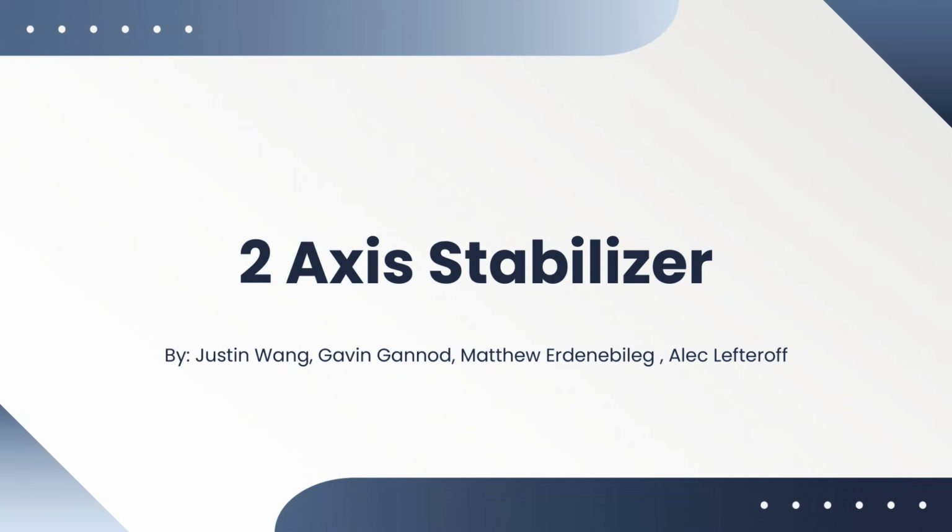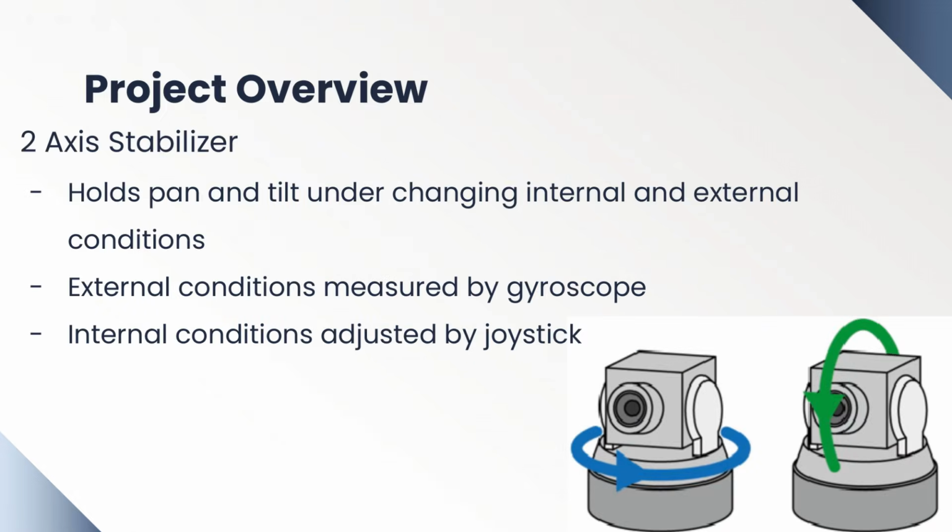Our presentation for ME106, our project: we made a 2-axis camera stabilizer. Group members are Justin Wayne, Gavin Ganad, Matthew Erdenibeleg, and Alec Lefteroff. For our project, we made a 2-axis stabilizer using 2 different sensors and actuators.